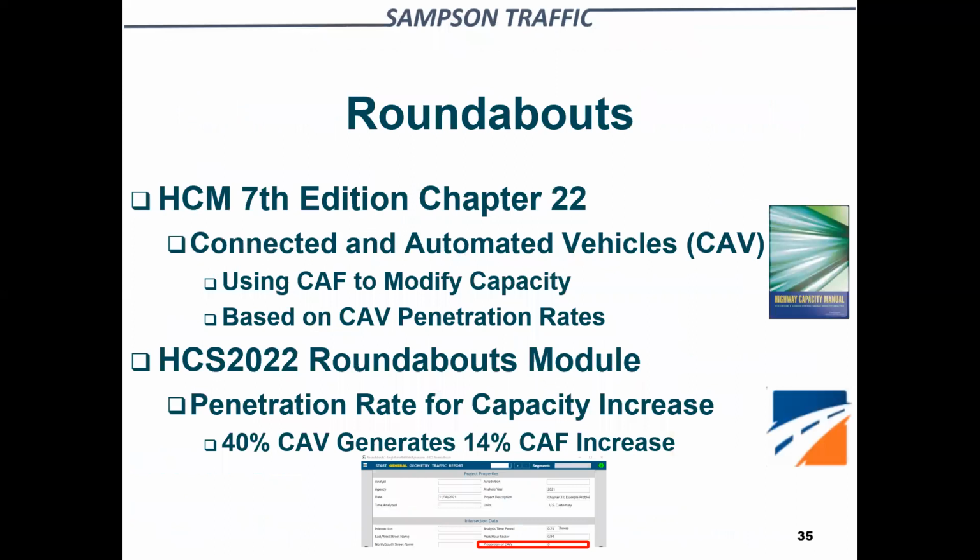Roundabouts also implement the increase in capacity as a function of the percent CAVs. It's not the same algorithm, and it's interrupted flow. And you see in this case, 40% CAVs generates a 14% increase in capacity at a roundabout.